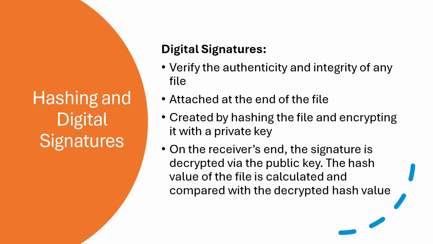Digital signatures. A digital signature allows us to verify the authenticity and integrity of any file. It is always attached at the end of the file. It is created by hashing the file and encrypting it with a private key. On the receiver's end, the signature is decrypted by the public key. The hash value of the file is calculated and compared with the decrypted hash value. We will see more about digital signatures in the upcoming lectures.